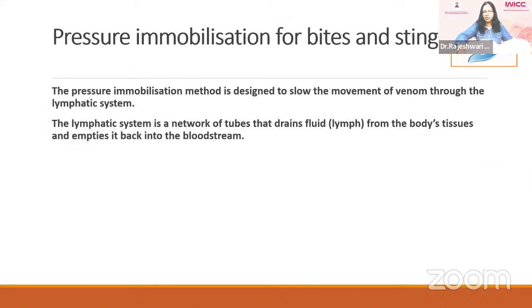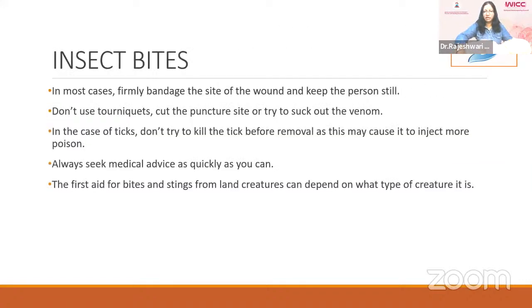Okay, this is the pressure immobilization. When we studied insect bites in the last presentation: firm bandages at the site of the wound, keeping the person still, not using tourniquets, cutting the puncture site, or trying to suck out the venom. These are things which rural people usually do. They tie it with some rope or thread, and then they try to cut the puncture site. They try to suck out the venom. All these things they do.